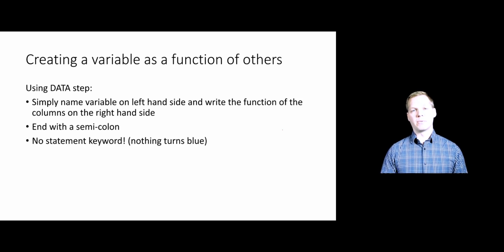And so if we want to create a new variable as a function of the other variables in my data set, I can do so within my data step. All I need to do is name the variable on the left-hand side and then put an equal sign and then write the function of the columns that I already have in my data set on the right. That's one way to create a variable. We end that thing with a semicolon. And so we're actually going to be using a statement here, but it's not a statement that starts with a keyword. We just name the variable, equal sign, function of the other variables, end it with a semicolon. So it might look weird because most of the time when we're writing our SAS code, the keyword or whatever we do to start our statement turns blue and it makes us feel good. We lose that feel good feeling, but that's okay.